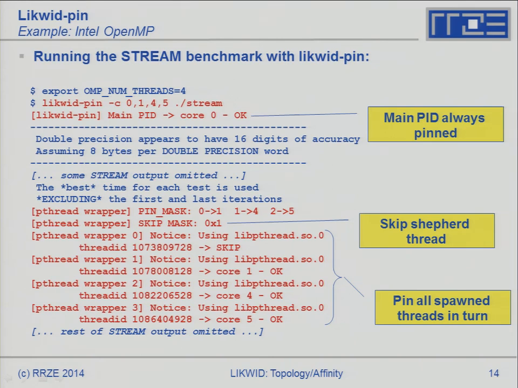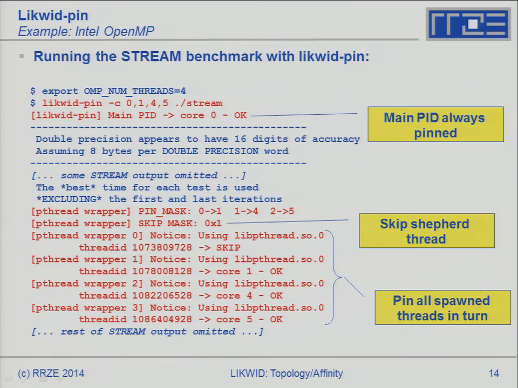And then the first time a parallel region is entered, so you have pragma OMP parallel, threads are being generated. And this is again where the wrapper kicks in. And we have here several output messages. So first of all, we get information about the pin mask. So the remaining cores in the list are 1, 4, 5. That's what's being said here. We have a skip mask of 1. I'll come to that in a minute.